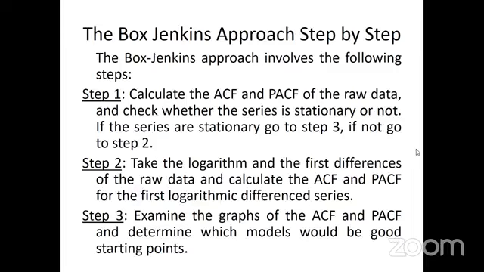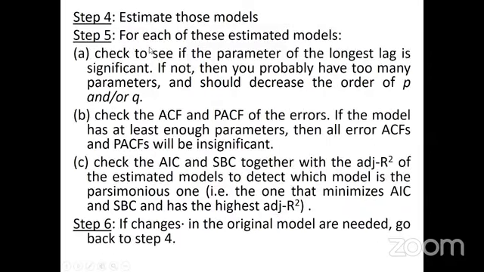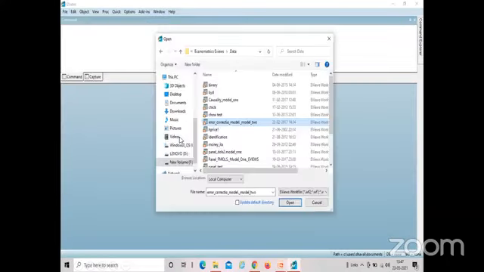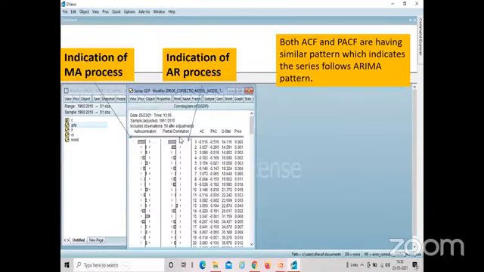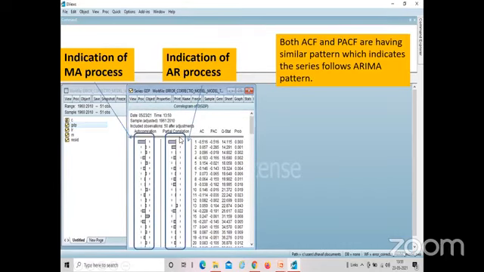Now we will read the first step. Calculate the ACF and PACF of the raw data and check whether the series is stationary or not. If the series is stationary, go to step 3: examine the graphs of ACF and PACF to see which models will be good. If not, either take the logarithm and first difference of the raw data and calculate ACF and PACF of the first logarithmic difference. That we have already done. Estimate the models; for each estimated model, we are trying to find out which model will be best. These things we have already done. Identification has already been completed. Identification of AR and MA process is also done.